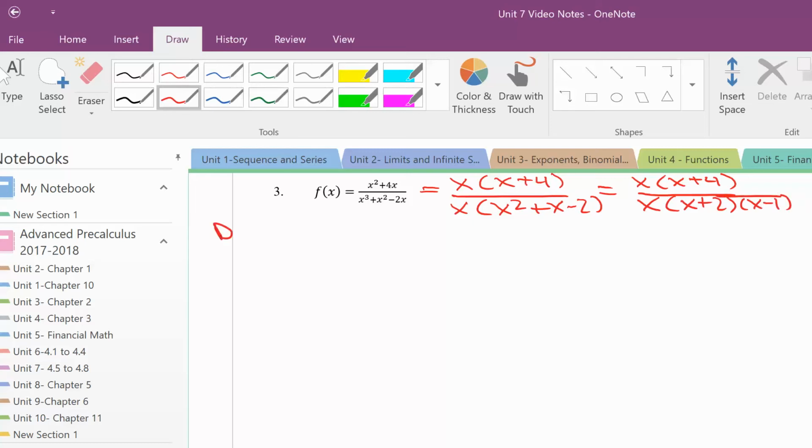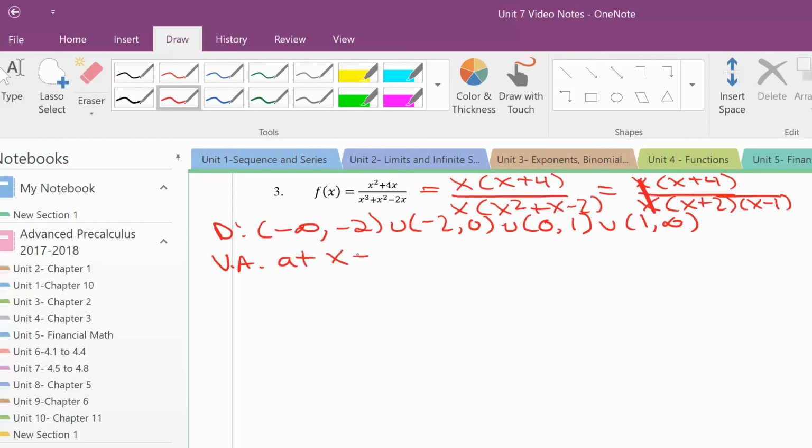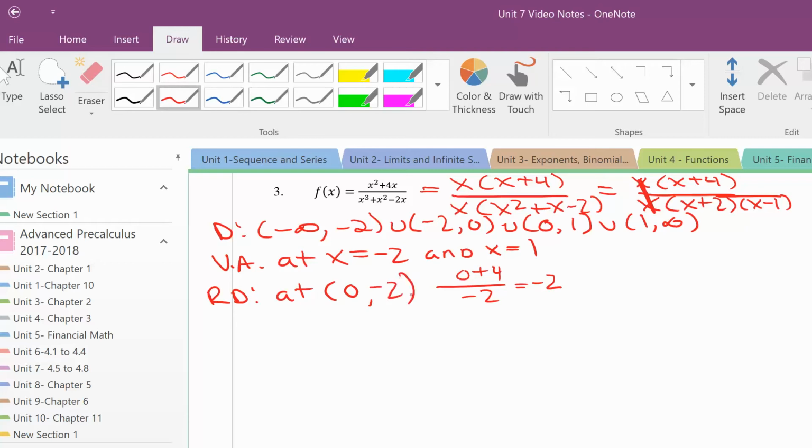All right, so notice the domain is from negative infinity to negative 2, union negative 2 to 0, union 0 to 1, union 1 to infinity. The vertical asymptotes, because now I'll cross out the x, are at x equals negative 2 and x equals 1. The removable discontinuity, there's one at 0, and when you put 0 back in, you get 0 plus 4 over negative 2, so you get negative 2 for your removable discontinuity.